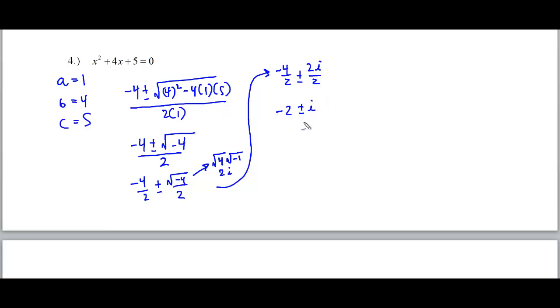I know the answer key might have negative 2 plus i, comma, negative 2 minus i, but frankly, that is the same thing as this written. So again, depending on what your instructor wants, you might have this answer and this answer. It's up to you how you want to do it, or it's up to them technically.